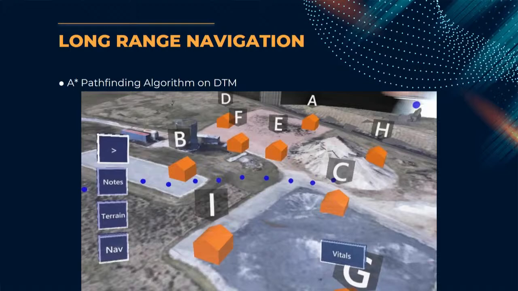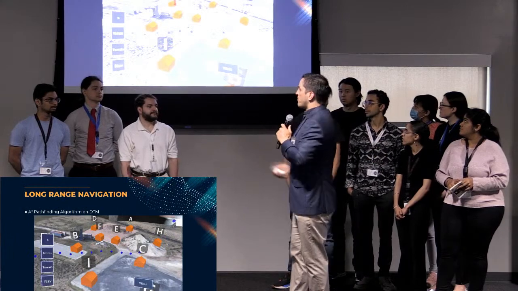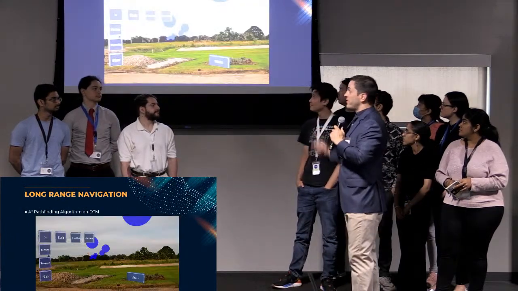We have our A-star pathfinding algorithm on our digital terrain mesh. And you can see that we've got the little houses there that represent the stations that we would see in the rock yard. We use an A-star pathfinding algorithm to route astronauts and whoever else is using this program around hazardous obstacles, maybe a little bit of uneven terrain. And that allows you to get from point A to point I or anywhere in between, just by using our point-and-click menu that you saw in the video.